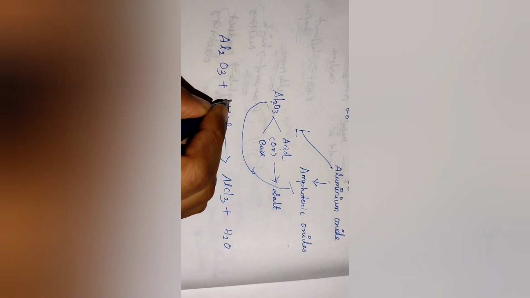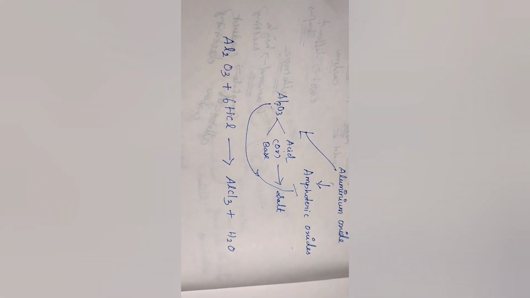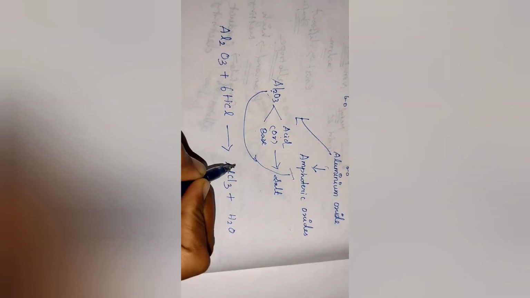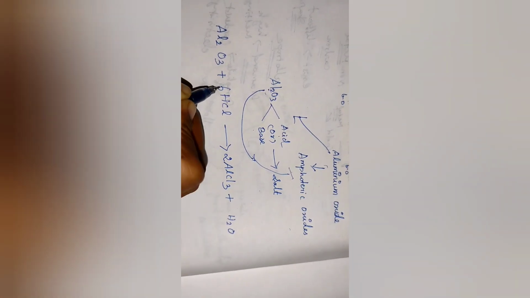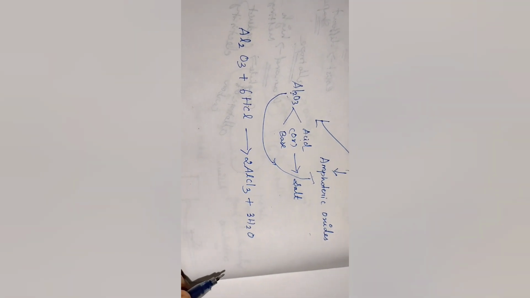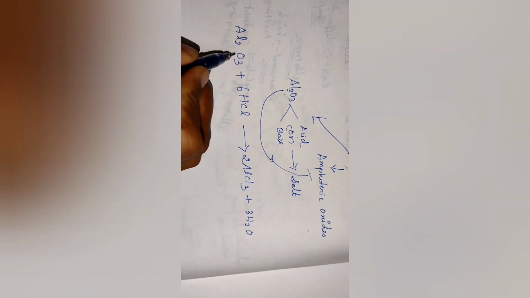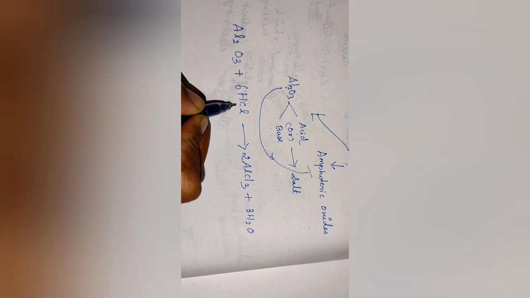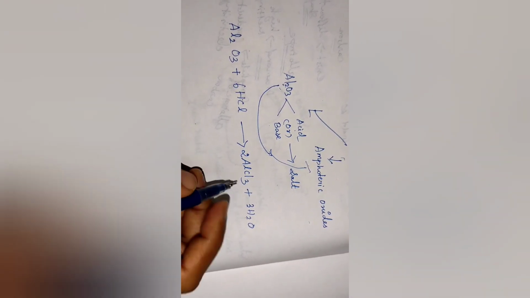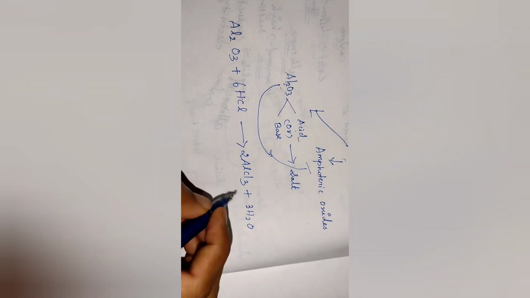So here I am taking 6 moles of HCl. So I am going to balance this equation. 2 Al, so I am writing here 2. So totally 6 hydrogen here, 6 hydrogen there also. So I am balancing this equation. Okay, aluminium oxide is reacting with HCl and it is giving aluminium chloride salt, plus water molecules.